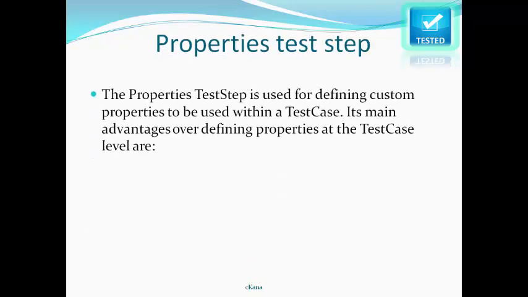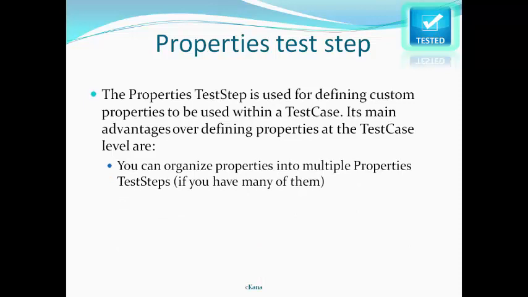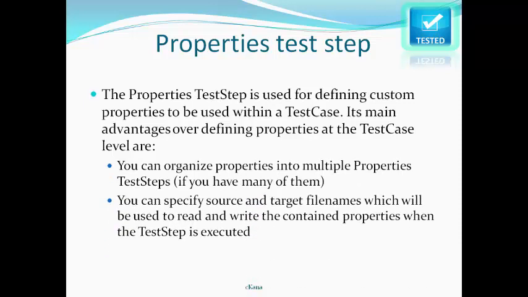Properties Test Step. The Properties Test Step is used for defining custom properties to be used within a test case. Its main advantages over defining properties at the test case level are that you can organize properties into multiple properties test steps if you have many of them. You can specify source and target file names which will be used to read and write the contained properties when the test step is executed.